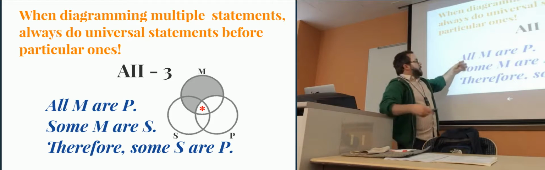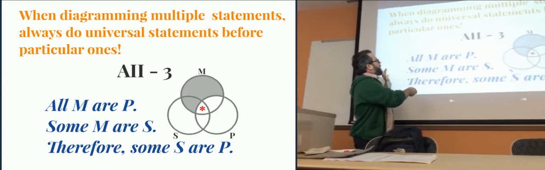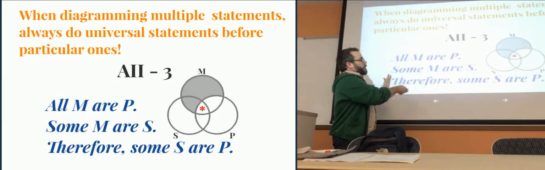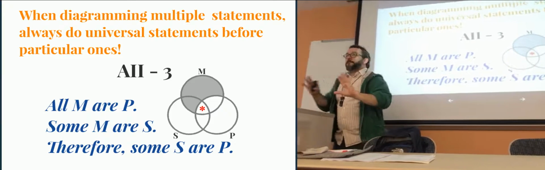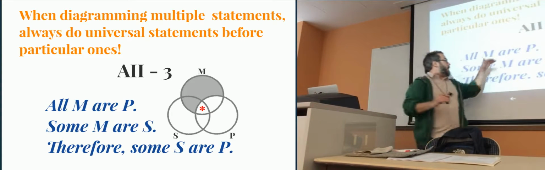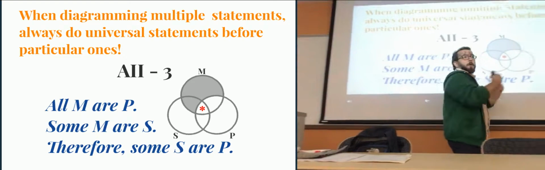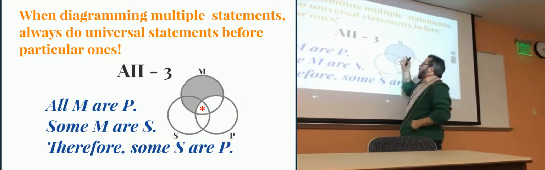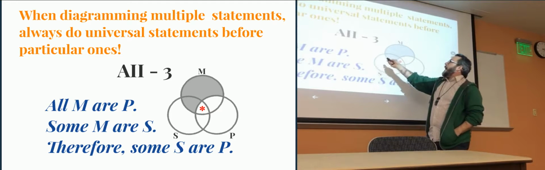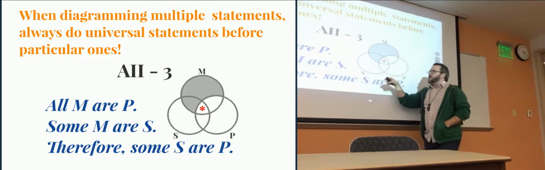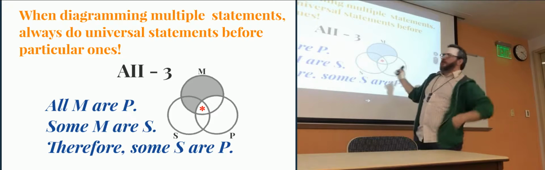So if I have a categorical syllogism like this, all M are P, some M are S, therefore some S are P, the first thing that I want to do with this is I want to do a Venn diagram of my premises. I want to represent the content of my premises on my Venn diagram. This happens to be an AII3 syllogism. Does that make sense? Is this in standard form?